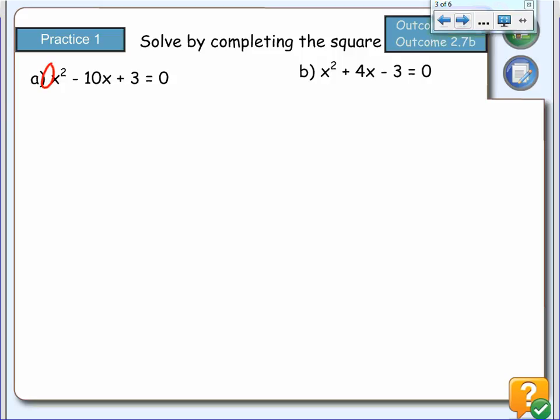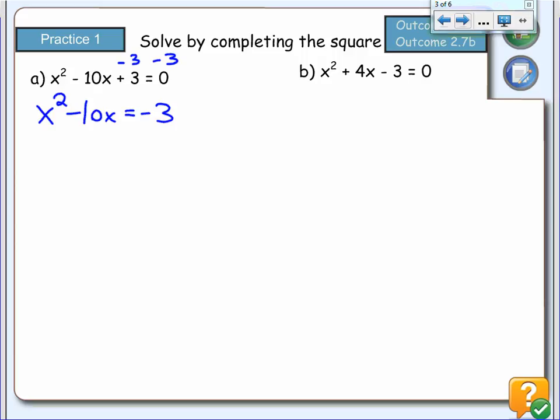So step 1, complete. Step 2 was to separate things off. So we wanted all of our x terms on one side, and all of our constants on the other. So we need to move this 3 to the other side. We do that by subtracting 3 from both sides. So we now have x squared minus 10x equals negative 3. So step 2 was separate all the x's to one side, all the constants to the other. We've done that.